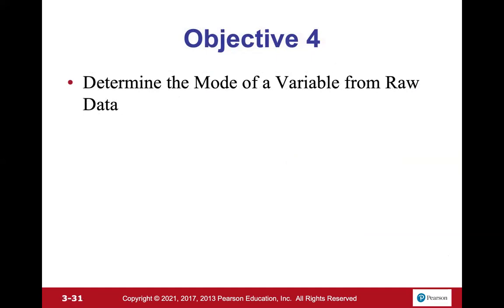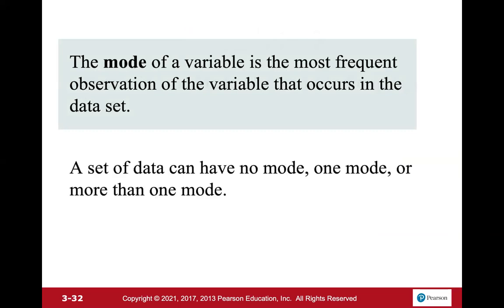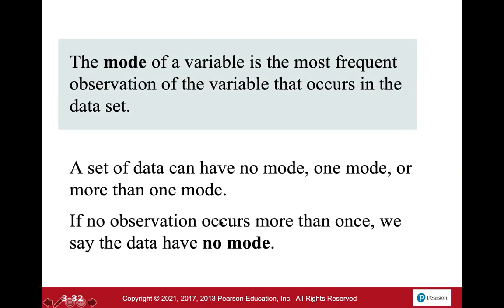And lastly, determine the mode of a variable from raw data. The mode of a variable is the most frequent observation of the variable that occurs in the data set. The data set can have no mode, one mode, or more than one mode. So we could say no mode, one mode, or multimodal. If no observation occurs more than once, we would say that the data have no mode.